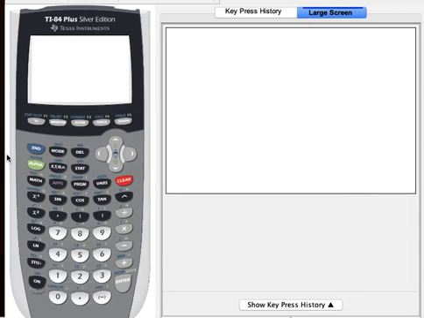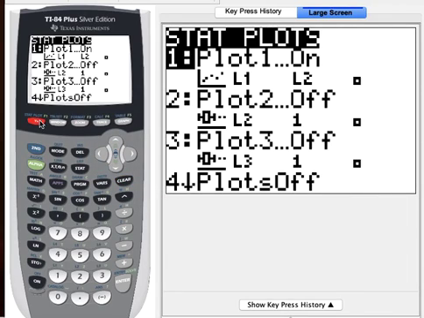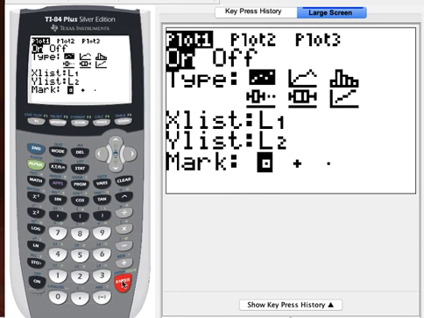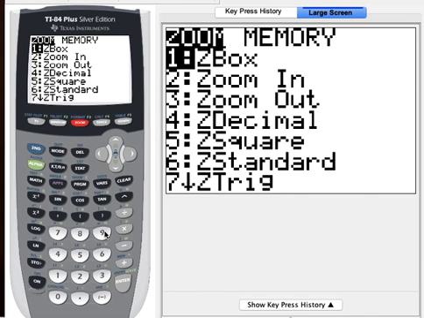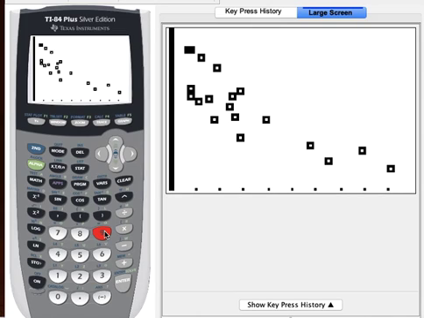So I have my data already in list 1 and list 2. To set this up as a scatter plot, remember to turn your plot on. Here's the scatter plot option. X is in list 1, that's per capita wine consumption, and the death rate due to heart disease is in list 2. If we press zoom 9, we can see the scatter plot. And again, we can see the negative direction here. We can see that it's a relatively strong relationship, and we had originally modeled this as a linear relationship.